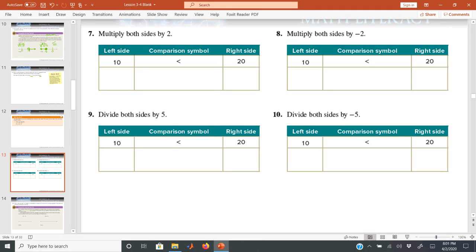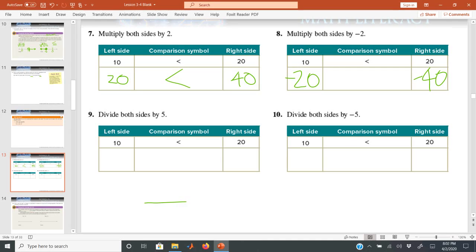Okay, multiply both sides by 2, 20, 40. If I look at that, is 20 still less than 40? Yes, it is. And we start with 10 less than 20. Multiply both sides by negative 2. Negative times a positive gives me a negative, so I get negative 20 here, and I get negative 40 here.